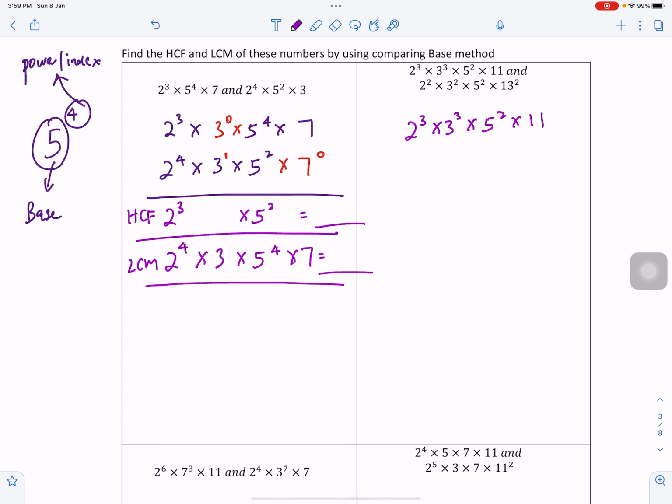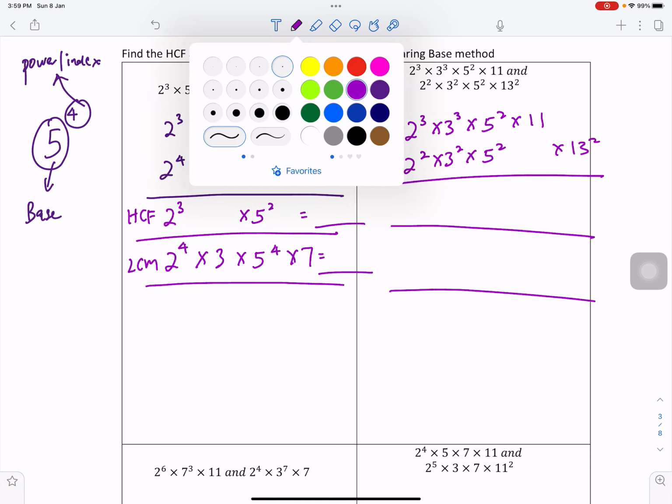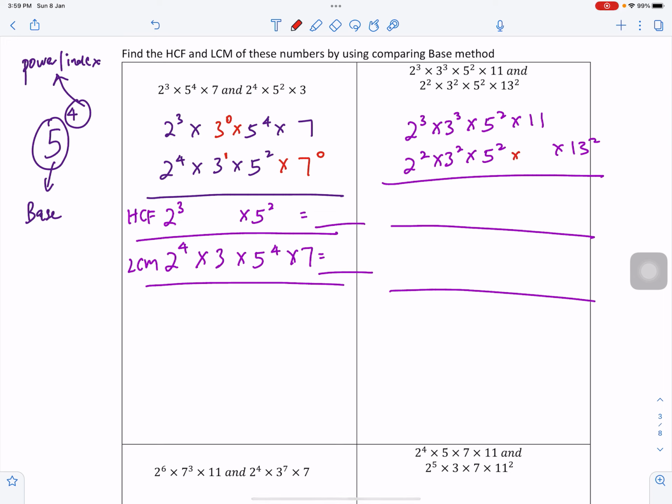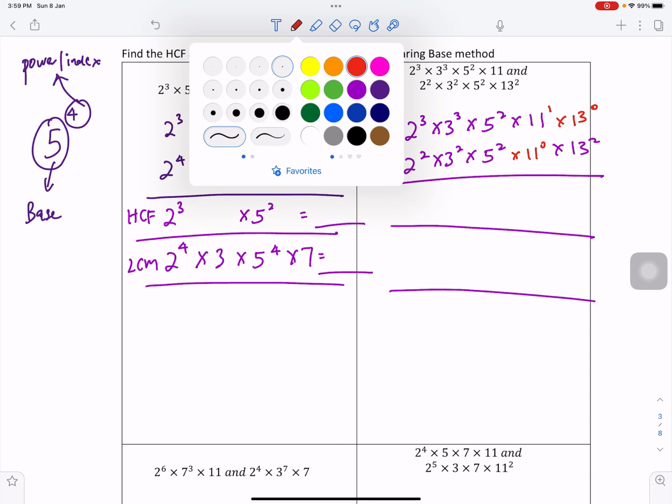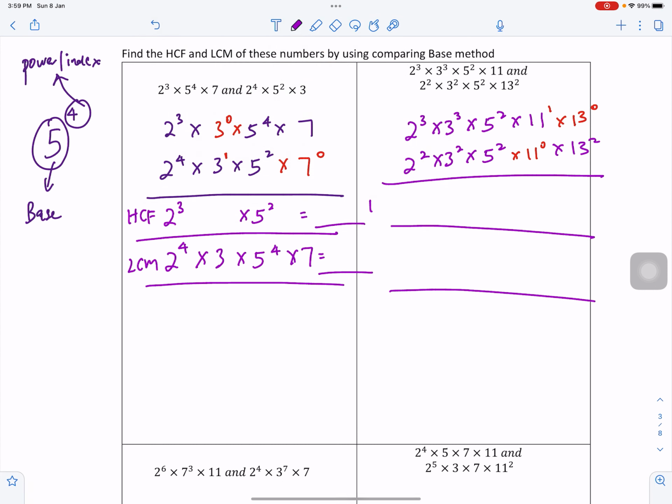Same thing, do this, align them together. And then after you align them, make sure that you fill in the blanks, and 11 is like 11 to the power 1 essentially. Okay, so HCF will be the lower of the 2 powers.